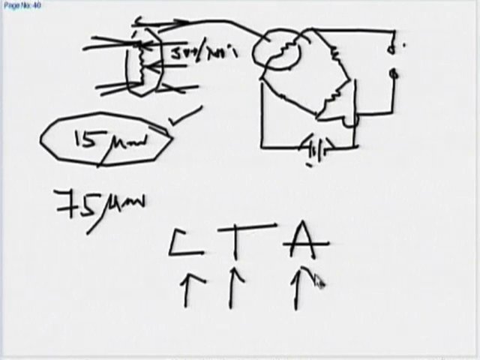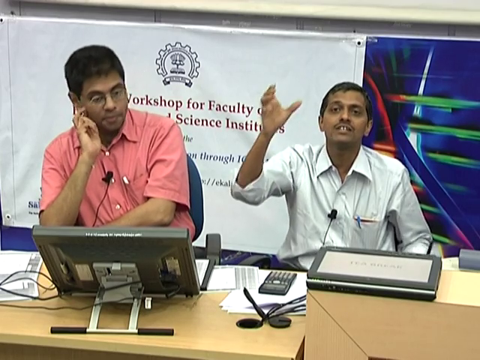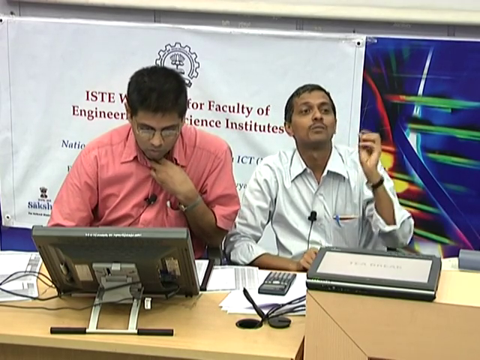So, all said and done, coming back to your question, we measure the velocity profile using the hot wire anemometer and do the bookkeeping of U prime and V prime, take the product and average it over a considerable period of time, and that is how you get the turbulent shear stress. That tells us how difficult it is to get the turbulent shear stress.